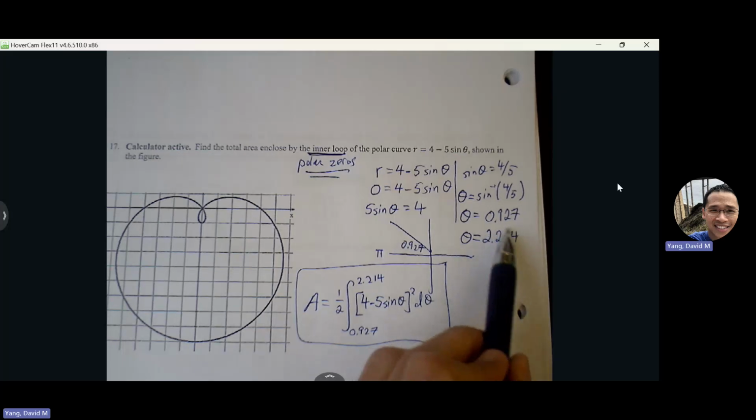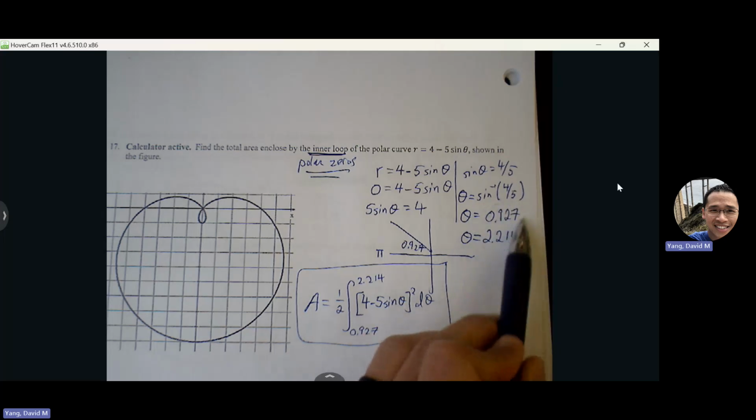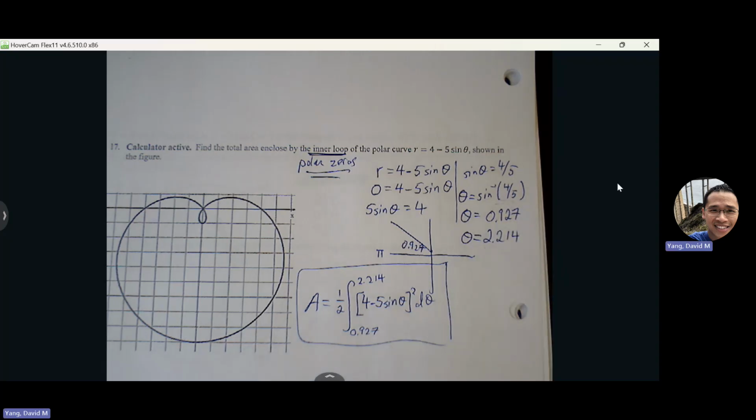If I want to find a third quadrant variation of that 0.927, then I'll just add pi to this. If I want to find a fourth quadrant version of this 0.927, I'll subtract it from 2 pi. So whatever first quadrant value you get, you can always get to the corresponding second, third, or fourth quadrant, either by adding or subtracting pi to get to second or third quadrant, or subtracting from 2 pi to get to fourth quadrant.